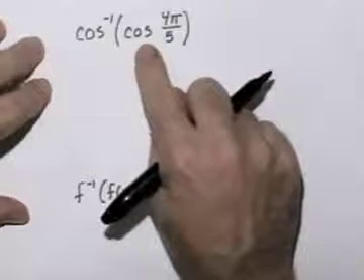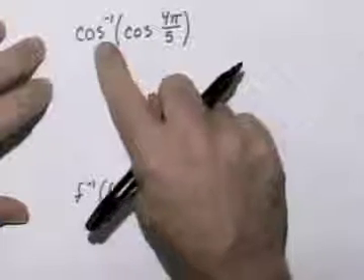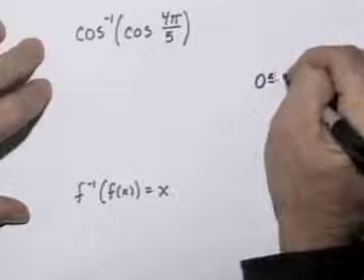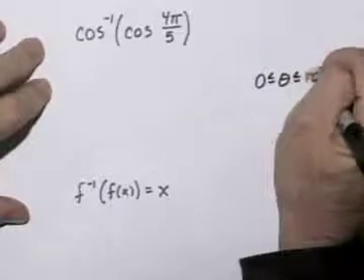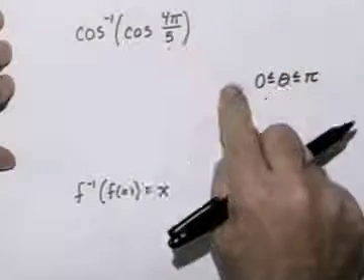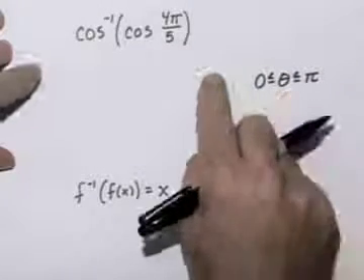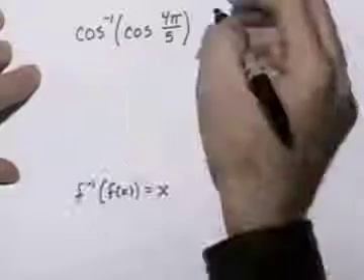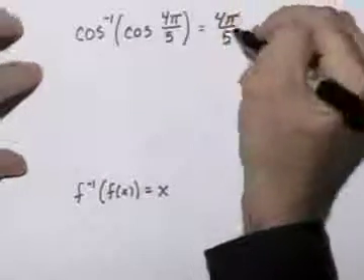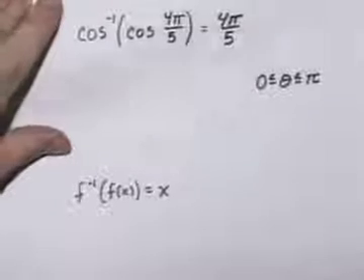Recall that in order for the cosine function to have an inverse, we restricted its domain to be all real numbers theta, such that theta is between 0 and pi. 4 pi over 5 is within this interval. Therefore, the inverse cosine of the cosine of 4 pi over 5 is 4 pi over 5.